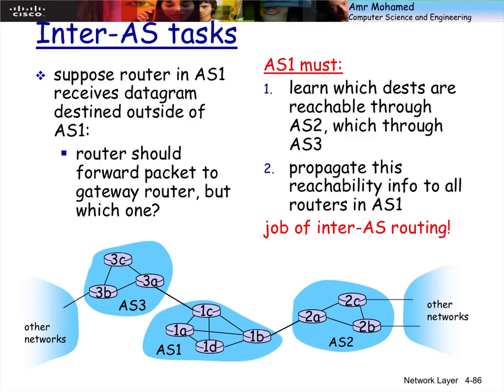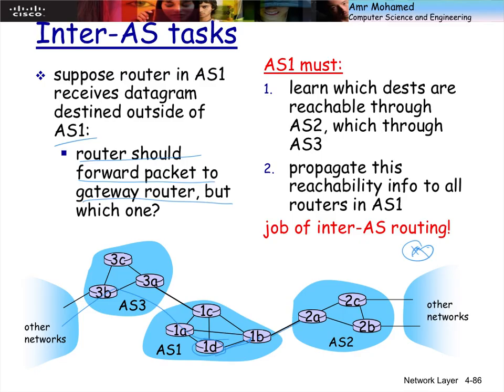So now this is a fairly complicated scenario. We have multiple autonomous systems. Suppose a router in AS1 here, say this 1D, receives data destined outside of autonomous system 1. This is what we have been discussing. So here, say, destination X. The router should first route the packet to the border gateway router, and this border gateway router is the one that will have access to the highway.